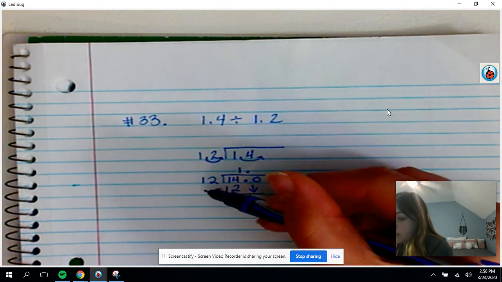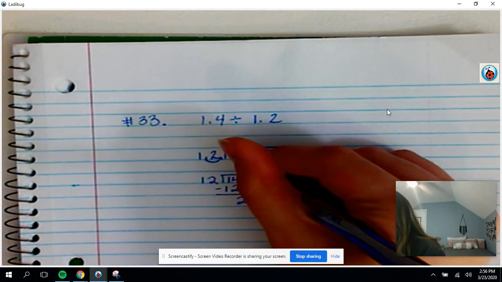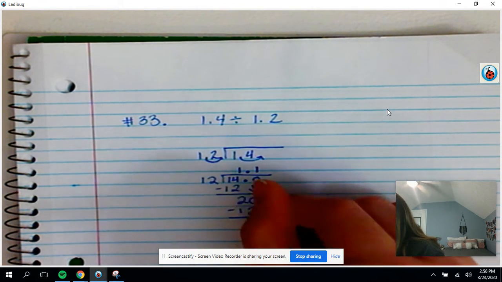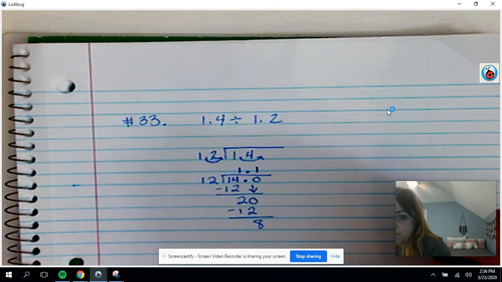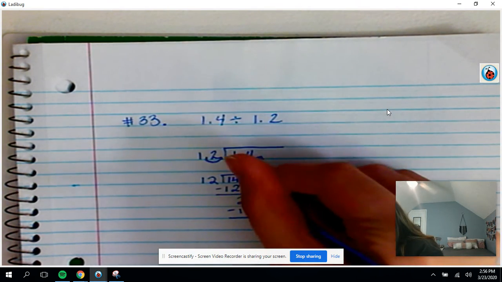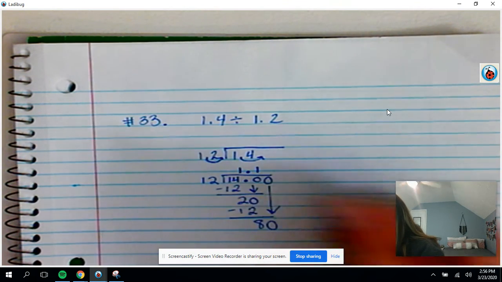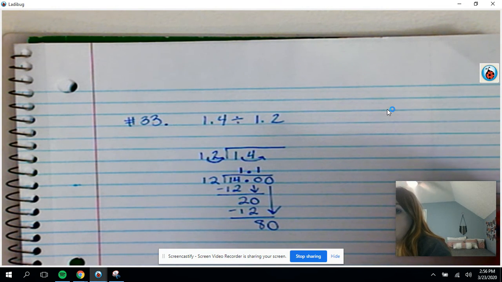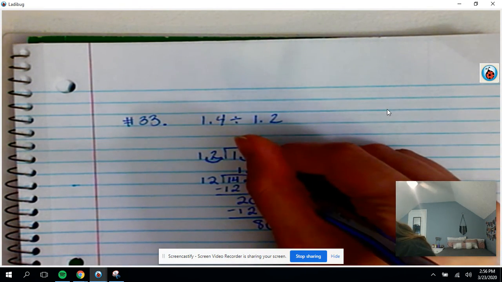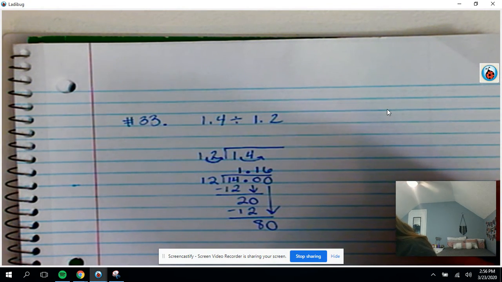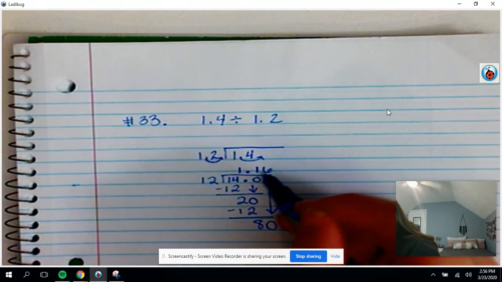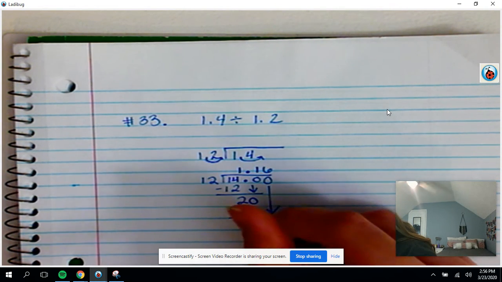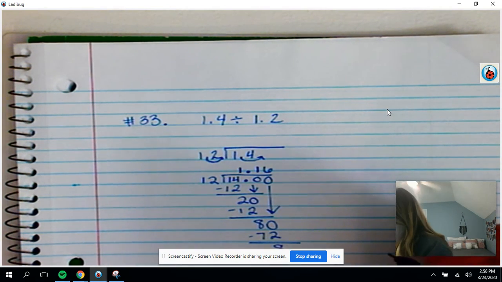Okay, so now 12 goes into 20 one time. 1 times 12 is 12. 20 minus 12 is 8. And I have to add another 0 and bring it down. That becomes 80. 12 goes into 80 six times, which is 72. So 6 times 12 is 72. We're going to subtract that. We end up with 8 again.